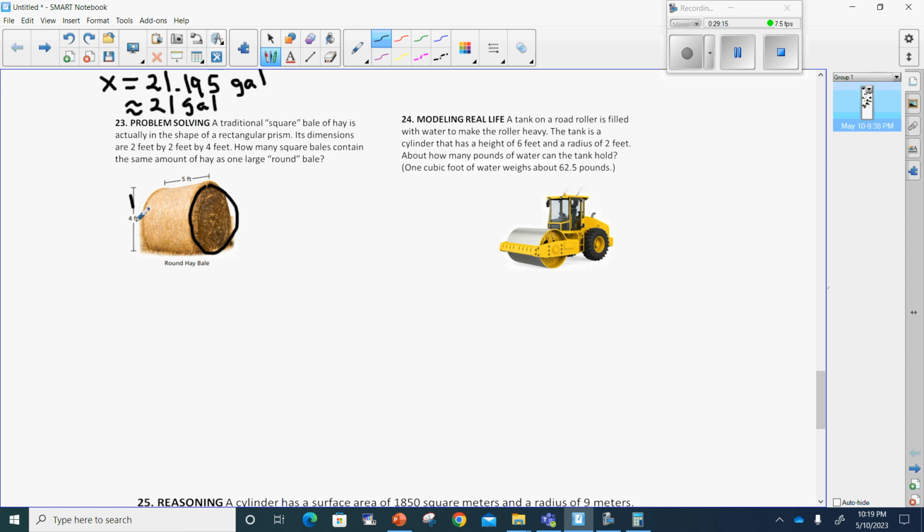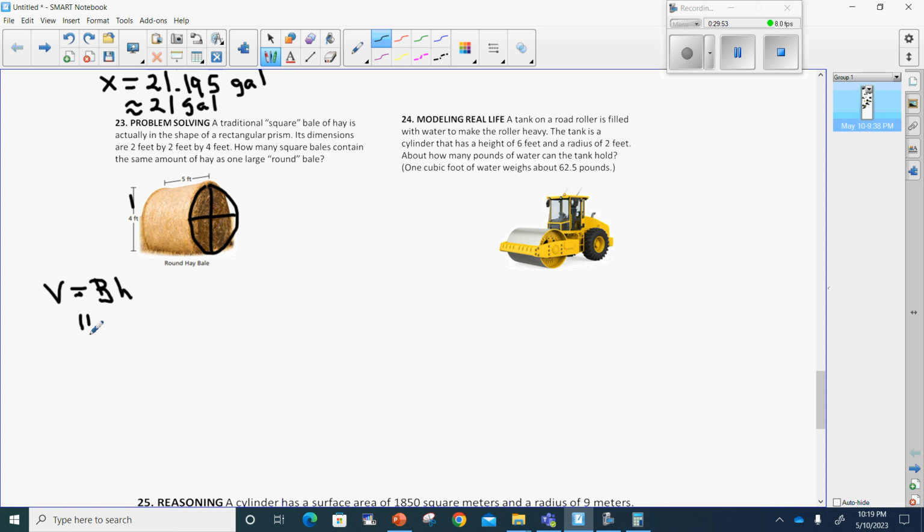Well, the 4 feet is here, right? Then it says 2 feet by 2 feet. So that means it must be 2 foot wide and 2 foot tall. That means the diameter is 2 feet. How many square bales contain the same amount as one large round bale? Okay. If I was to do this, I would again realize that volume equals big base times height. We see that the diameter is going to be 2. That means the radius is 1.